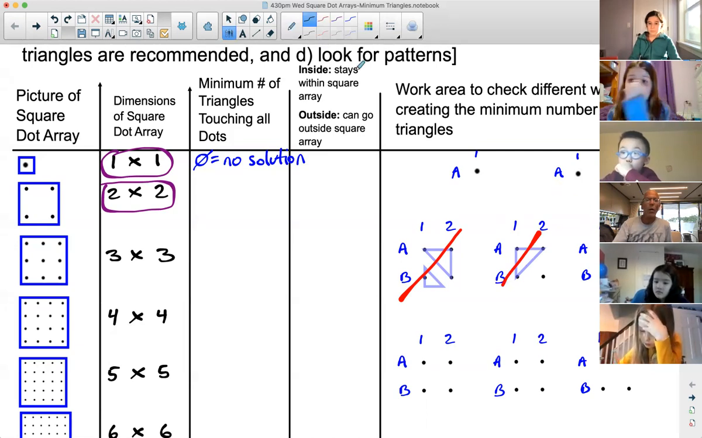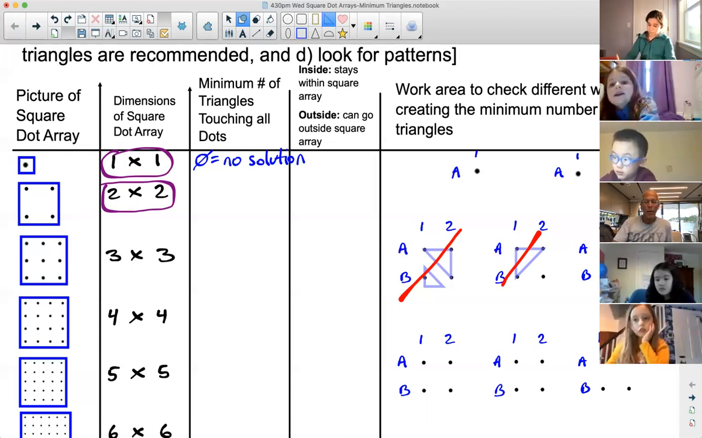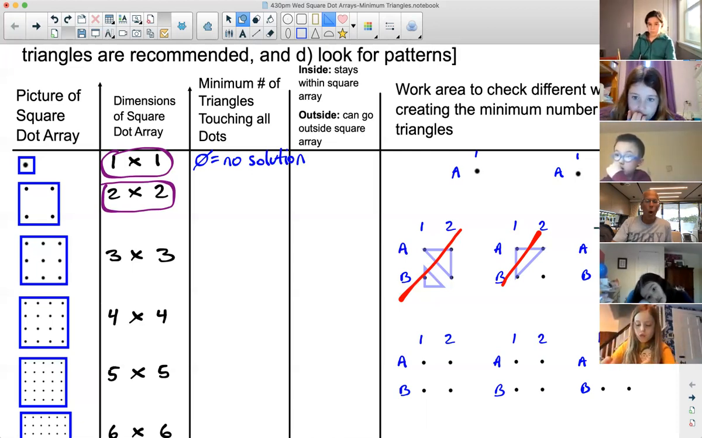Can you make it facing out of the square? Oh, didn't I say you had to be creative? Absolutely. Where do you want to start, Kelsey? A1 and B1, and make it point out between the two. So if you start one unit above A1, everybody watch.